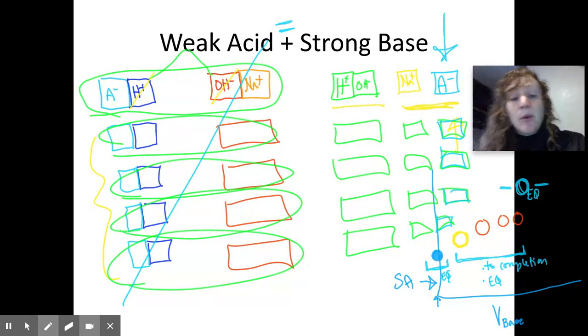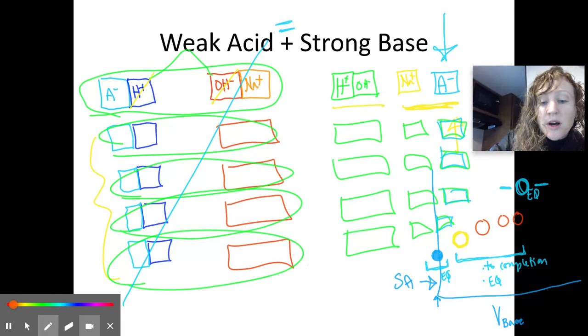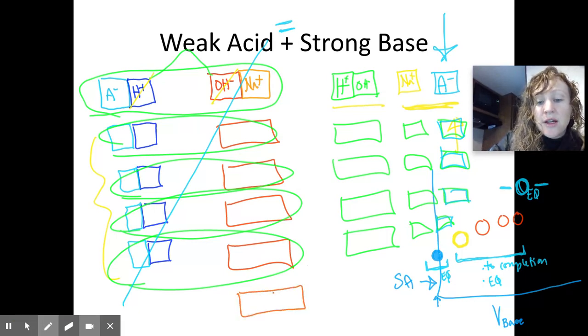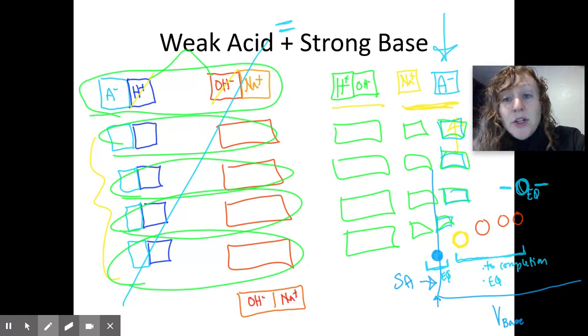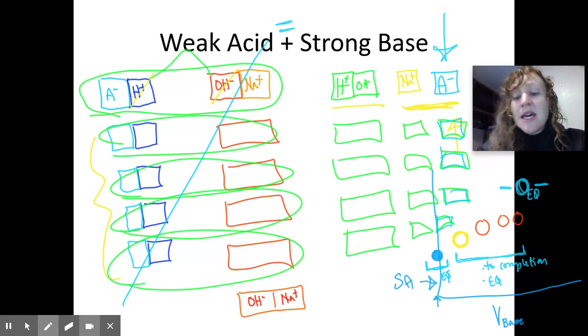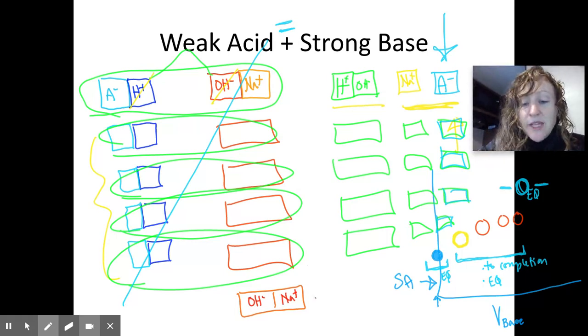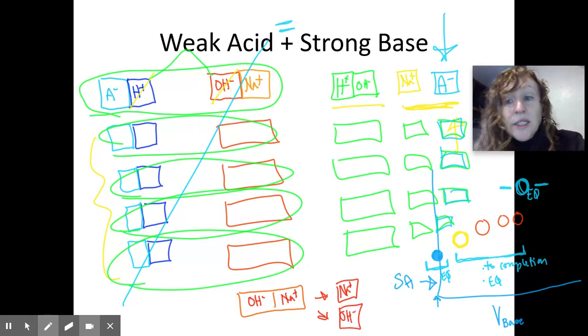And now at this point, if I add in more of my strong base, that strong base is going to dissociate into Na plus and OH minus. It has nothing more to react with. It's not going to react with weak acid because we're out of it. It's not going to react with the weak base because bases don't react with bases, right? It's going to dissociate into Na plus and OH minus. And the only thing left to influence pH is that OH minus.